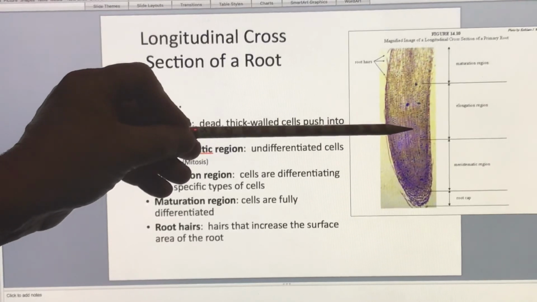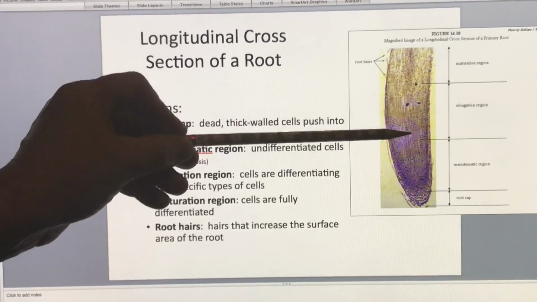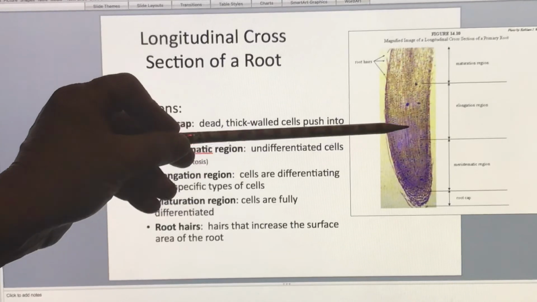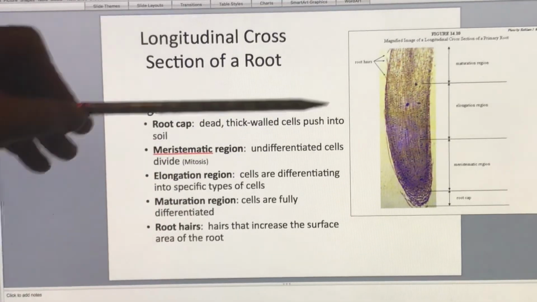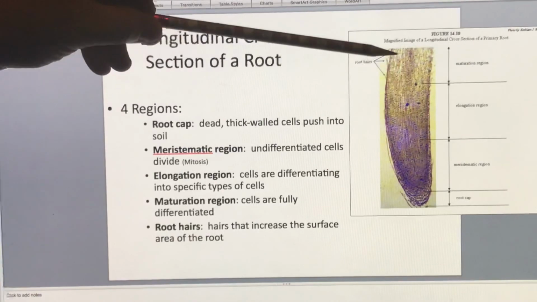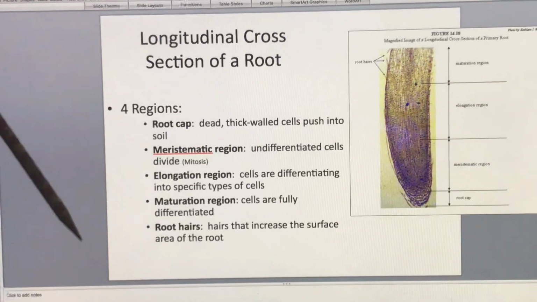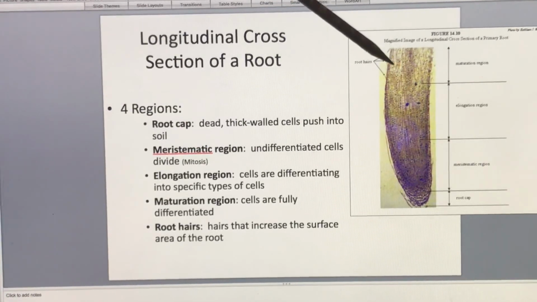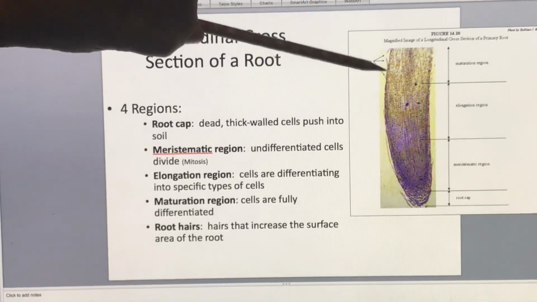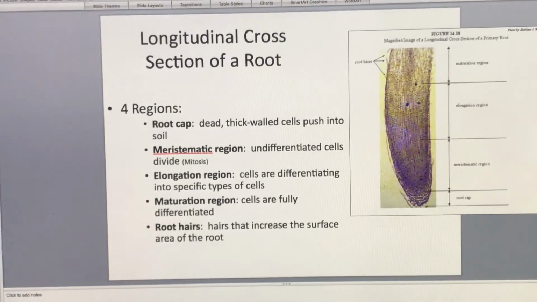Then you can see, in this stain, this purple into the yellow, the transition from the meristematic tissue into this elongation region, where the cells are differentiated more specifically into different types of cells. And then up here, they have the fully matured cells in the maturation region. Then we also have these few root hairs that are pointed out along the side. They help increase the surface area of the root for absorbing water and other minerals from the soil.